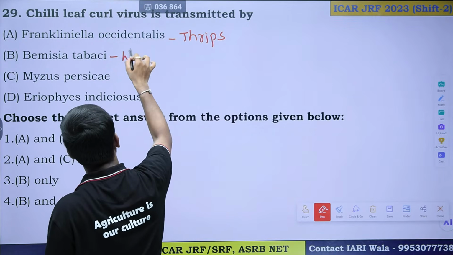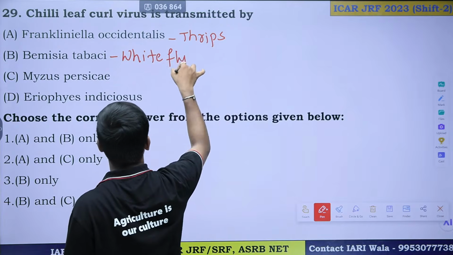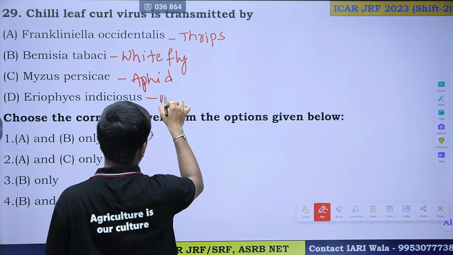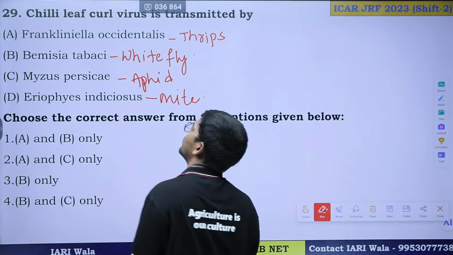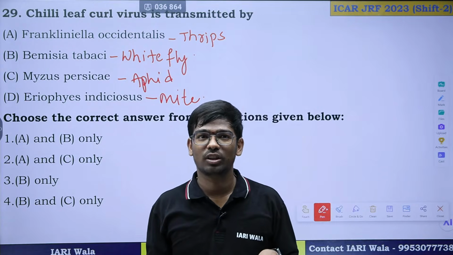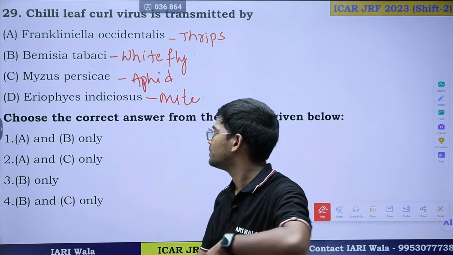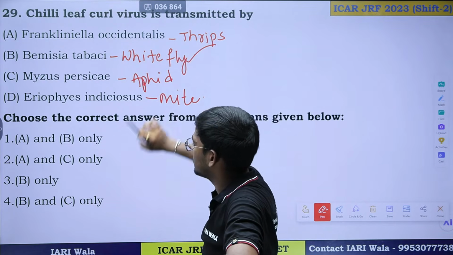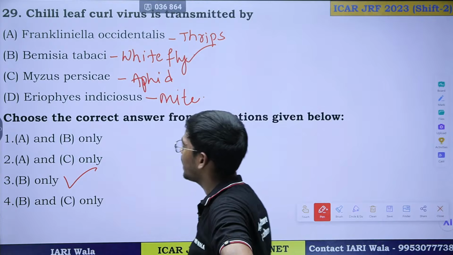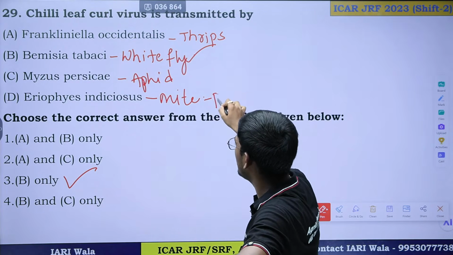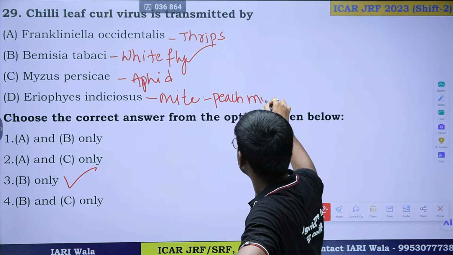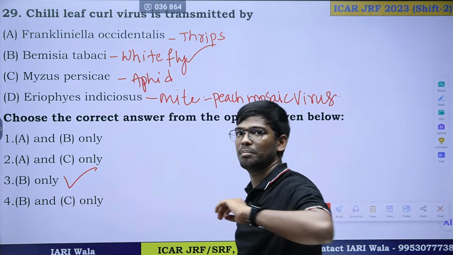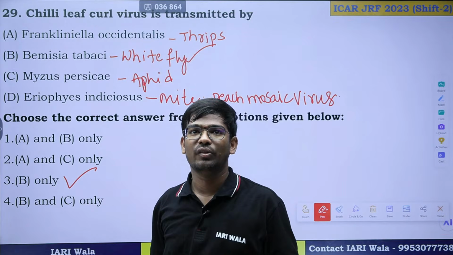Thrips, whitefly, Myzus persicae is aphid, and this Eriophyes indicus is mite. So this is the importance of taxonomy. You should know the scientific names. So leaf curl virus is transmitted by Bemisia tabaci. So the option will be only B. And this Eriophyes indicus transmits the peach mosaic virus.